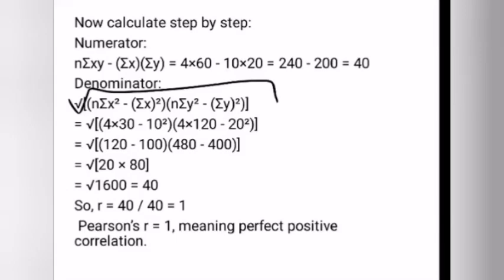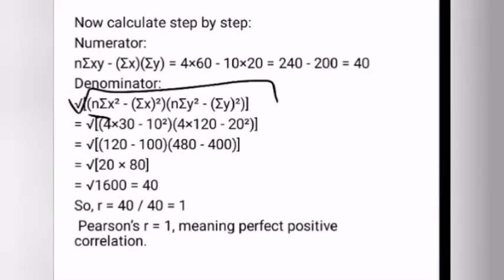The first one is sigma x square. So you first of all find out x squared, then you add all the x squared to get this first one. Then for the second one, you have sigma x, then you square it. So we have 4 times 30 minus 10 square, times the same thing for y. Sigma y square is you find y square and add everything to get sigma y square. Then for this one where the square is outside the bracket, sigma y all square, you add the values of y, then you square it. So you have 4 times 120 minus 20 square.